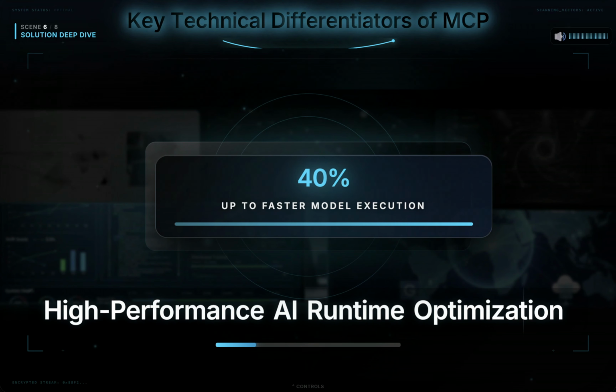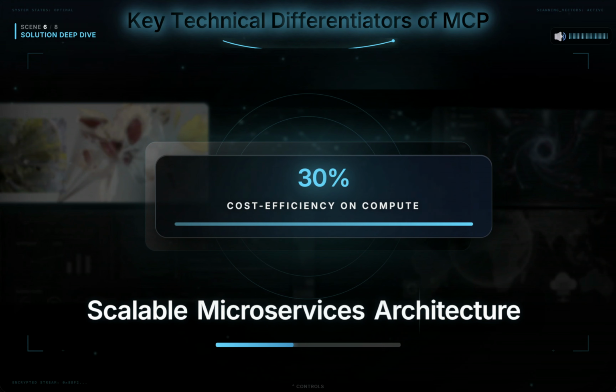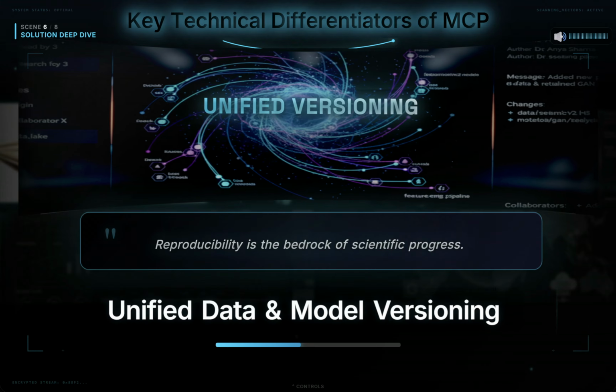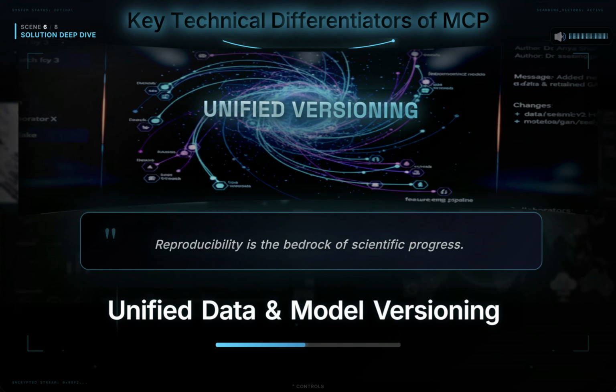A critical differentiator, often overlooked until crisis, is unified data and model versioning. Imagine Git for your entire AI pipeline: datasets, pre-processing, models, evaluation metrics. MCP provides auditable version control for all artifacts, ensuring full reproducibility. I've seen teams lose weeks reproducing phantom bugs or specific model output because they lack this unified versioning. With MCP, you can roll back and compare with confidence.